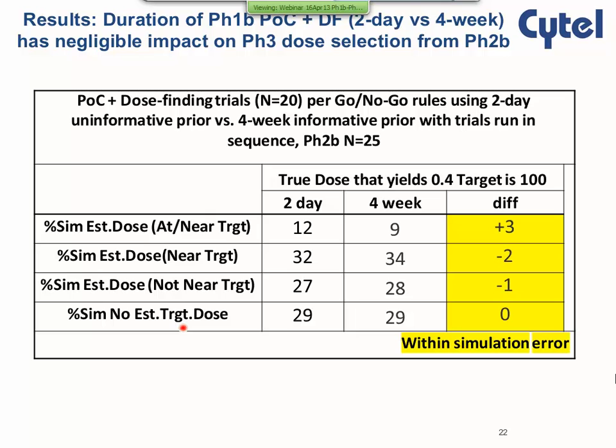So as you can see, the percents are within the simulation error. We simulated 500 simulations, and we chose 500 because simulating a sequence of trials and doing the Bayesian analysis after each one runs a very long time. So we ran 500 simulations, and the result was that there was no advantage of the informative prior or the 4-week duration over the two-day option.